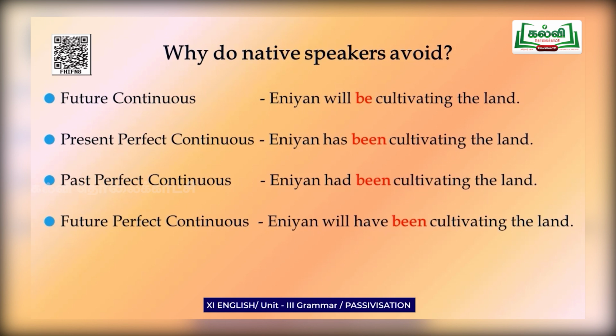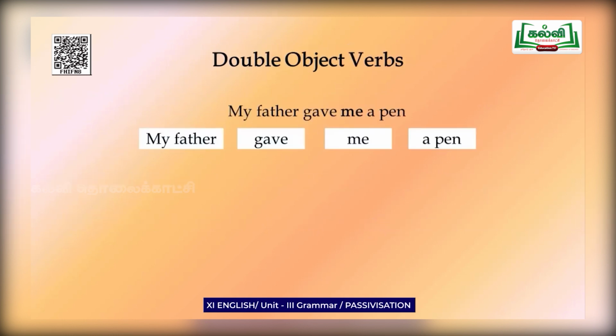Future continuous tense, present perfect continuous tense, past perfect continuous tense, future perfect continuous tense. In such tenses, we have to make verbal phrases like be being, have been being. Using be twice back to back will make confusion for the speaker and listener. So, native speakers avoid these 4 tenses.